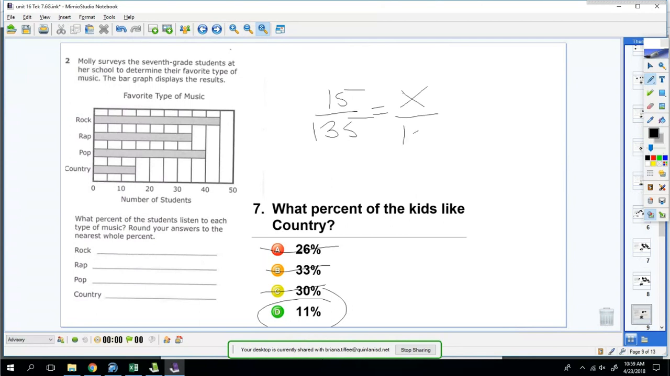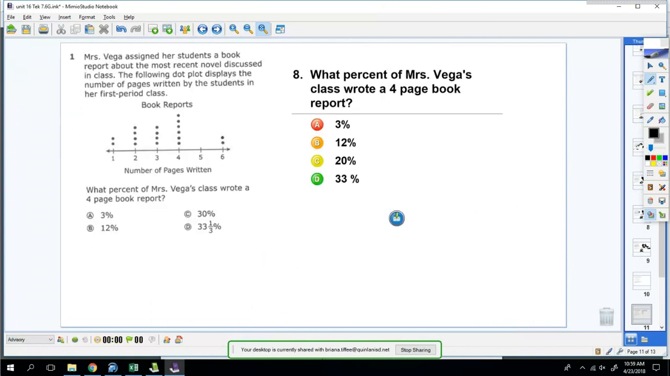So you get x over 100%. So you get 135x is equal to 1,500, and then you divide by 135. And you get x is equal to 11.11 repeating percent, which is just 11%. Okay, we're going to skip number 3 because I want to move on to the back to number 1.